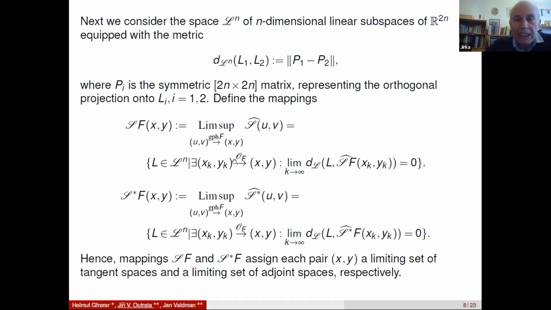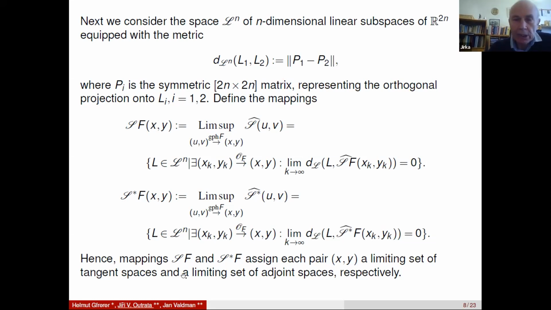Actually, what does it mean? Actually, it should have been O of f, because we consider only those points x k, y k, which belong to the set O of f. So this is something like a collection of tangent spaces, a limiting collection of tangent spaces. And here, in a similar way, we define a limiting collection of adjoint spaces.